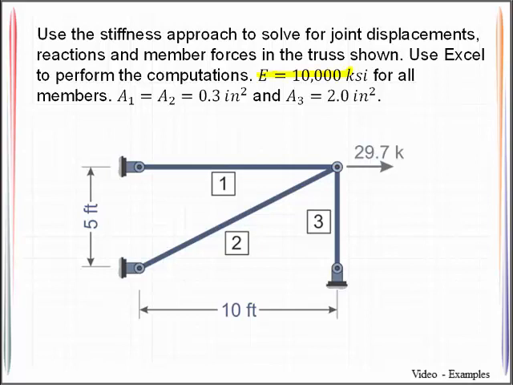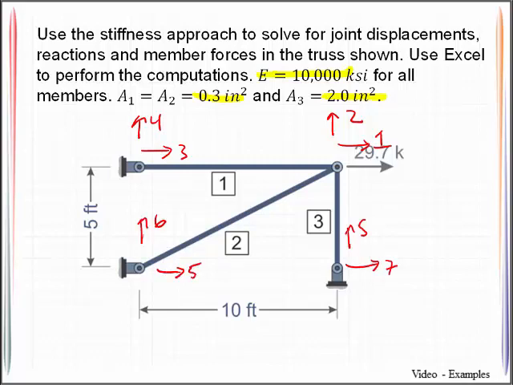We know the material has a modulus of elasticity of 10,000 KSI. Members 1 and 2 have this cross-sectional area, and member 3 has this cross-sectional area. To facilitate this, we will go ahead and label our degrees of freedom, making sure to label the unrestrained degrees of freedom first. So I'll label this as 1 and 2, and then I can just go around to the supported or restrained degrees of freedom and label those as well.